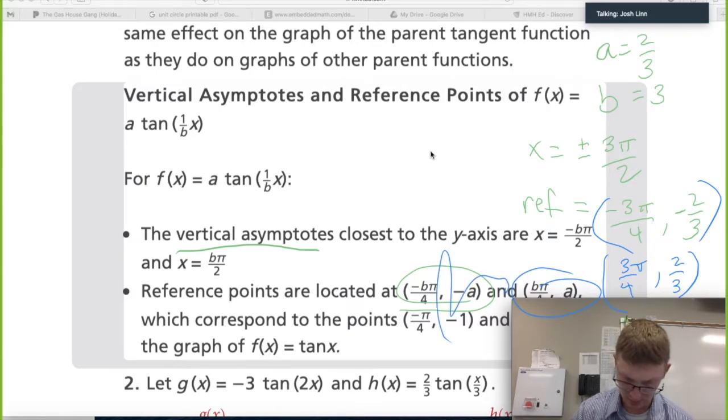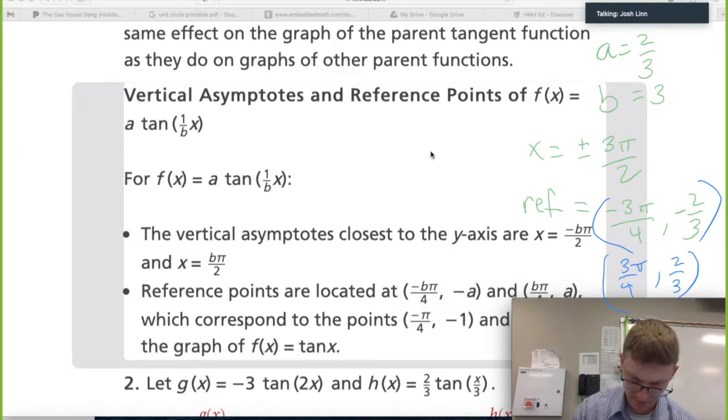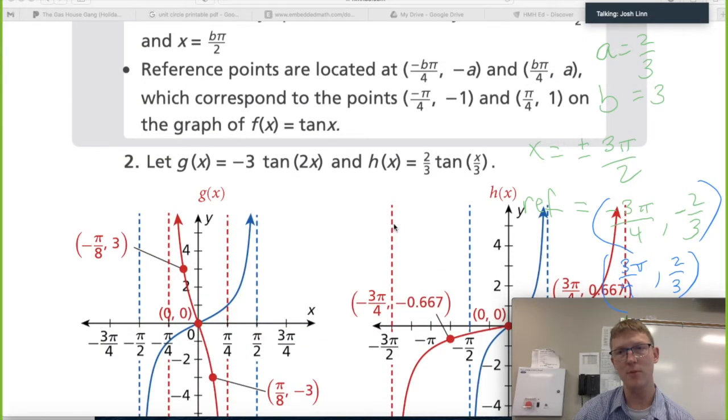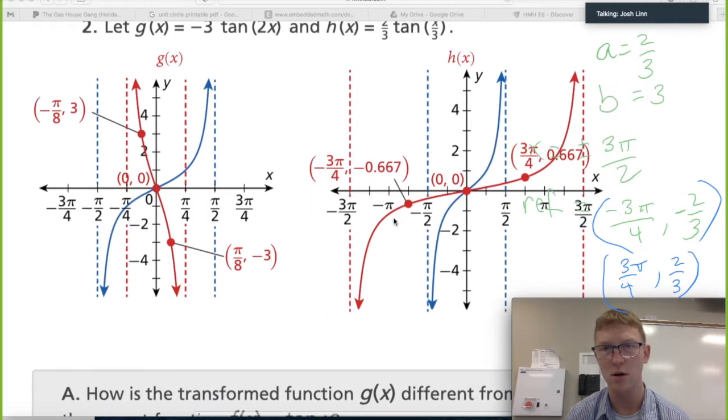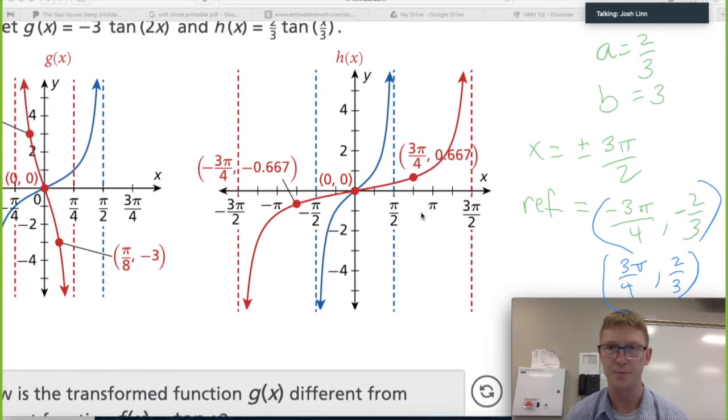Eraser, go. So now that I have all that information, I can kind of check my work here on the graph. So we've got our new reference points, negative 3 pi over 4 and negative 2/3. Negative 3 pi over 4, negative 2/3 is equal to that. Yeah, verified. Just checking. Again, it goes through 0, 0, and then our second reference point is right here.